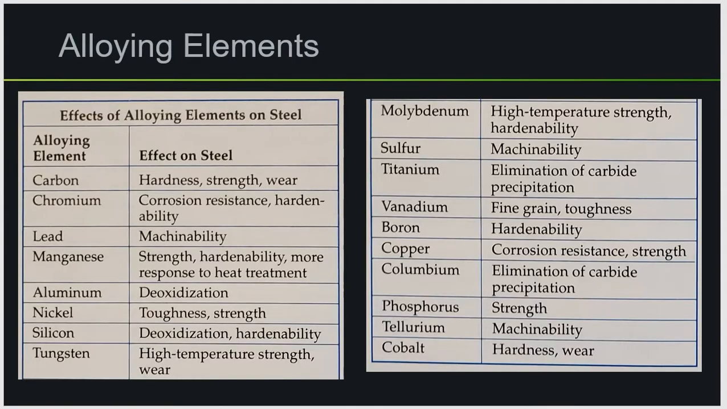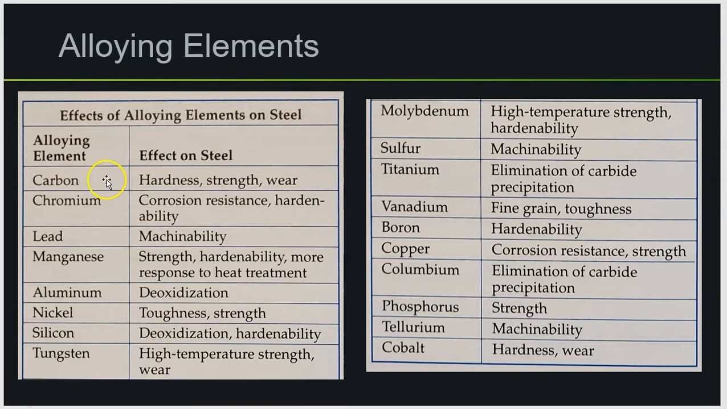Here we have a more in-depth list. We've got two little charts here, both of them with two columns. The column on the left is going to list the various alloying elements that could be added to steel, and then the columns on the right are going to show their effects on steel. Let's just take a couple of examples.